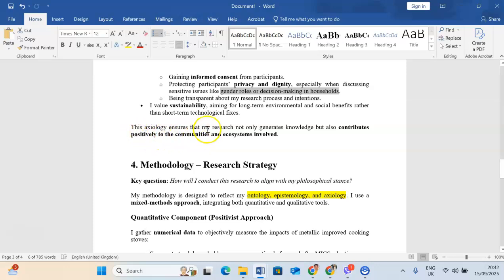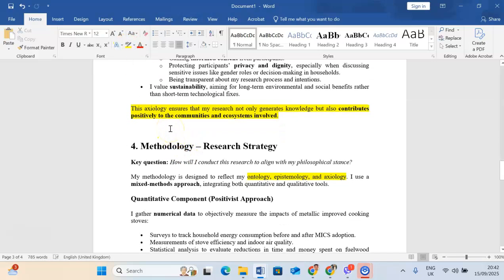This axiology ensures that my research not only generates knowledge but also contributes positively to the communities and ecosystems involved. This is the no harm principle. In this section, we really have to highlight this last sentence. When we conduct any type of research, it should not harm, rather generate knowledge. While generating knowledge, it positively contributes to the community and the ecosystem that we are involved in.